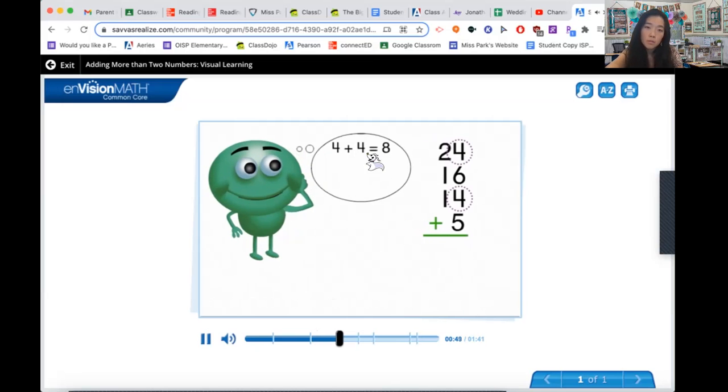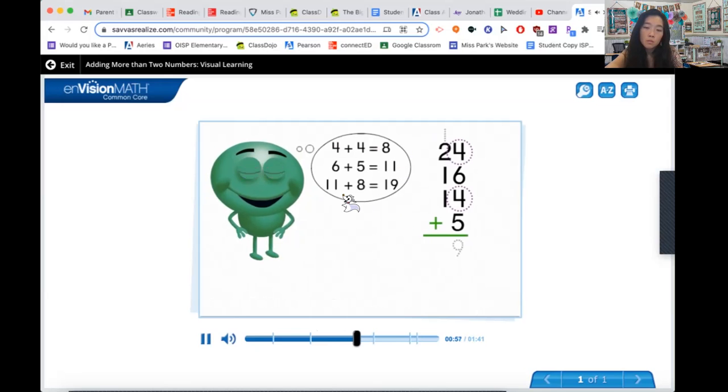4 plus 4 equals 8. 6 plus 5 equals 11. 11 plus 8 equals 19.